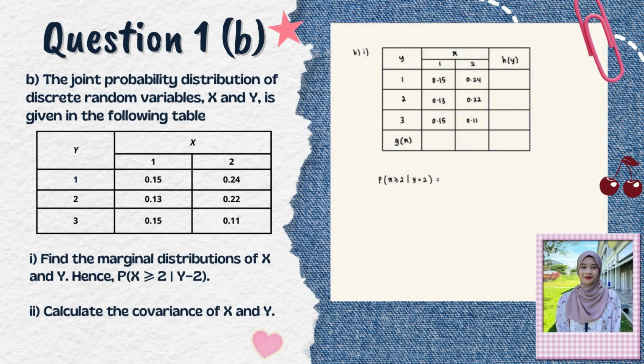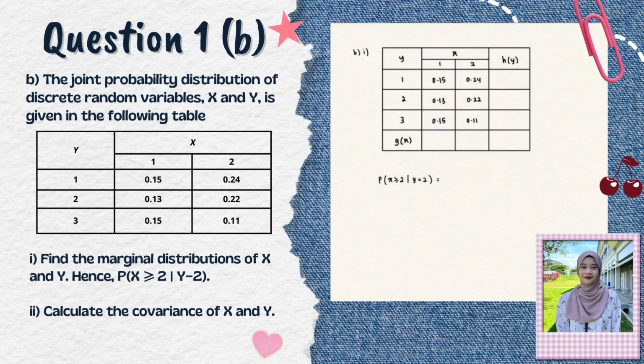B. The joint probability distribution of discrete random variables x and y is given in the following table. Number 1. Find the marginal distribution of x and y, hence, the probability of x is more than or equal to 2, given y equals 2.